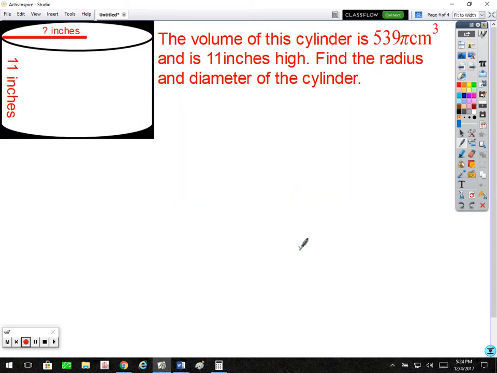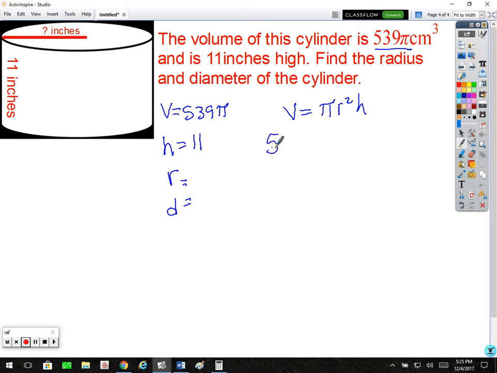Let's try one more. Okay, the volume of this cylinder is 539 pi centimeters cubed and is 11 inches high. What I want to know is find the radius and the diameter of this cylinder. Well, here's what I'm given. I'm given the volume is 539 pi. The height is 11. I don't know radius, and I don't know the diameter. Okay, so let's fill it in and let's work it backwards. Volume equals pi radius square height. Plug in what we know.